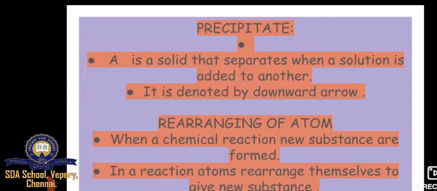Our next topic is rearranging of atoms. When a chemical reaction happens, new substances are formed. Yes, when a reaction is proceeding, as we already studied in chemical change, a new substance will be formed. In a reaction, atoms rearrange themselves to give a new substance. So in the chemical reaction, what is happening? Atoms are rearranging, and the product comes based on that. Rearranging means changing place and giving out a new substance.